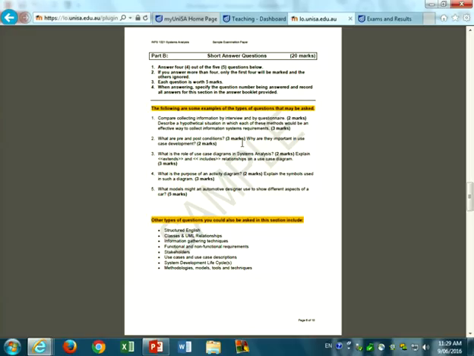Again, talking about what are pre and post conditions, 3 marks, why are they important, 2 marks. Looking at use case diagrams, 2 marks, and some explanation. What's an activity diagram and the symbol.